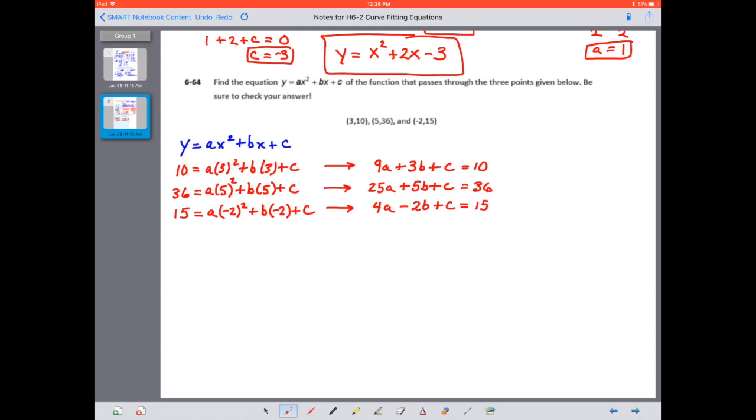Be very careful with that third one there, because of that negative 2b, and also when you square the negative 2, you should have a positive 4. Very easy mistakes to make. So we're going to just label our equations here so we know what we're dealing with. This is equation 1, equation 2, and equation 3.